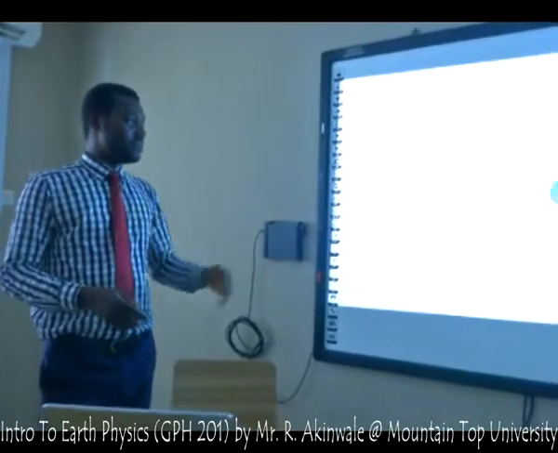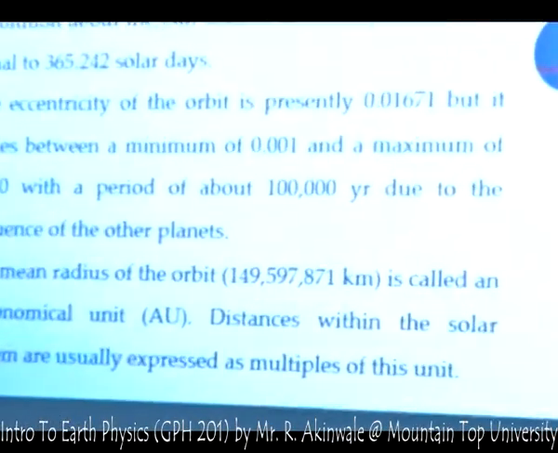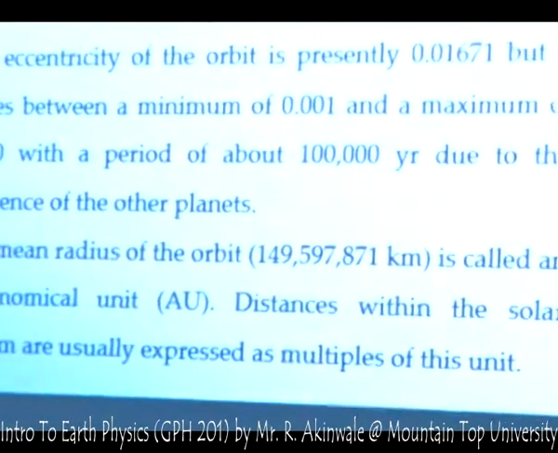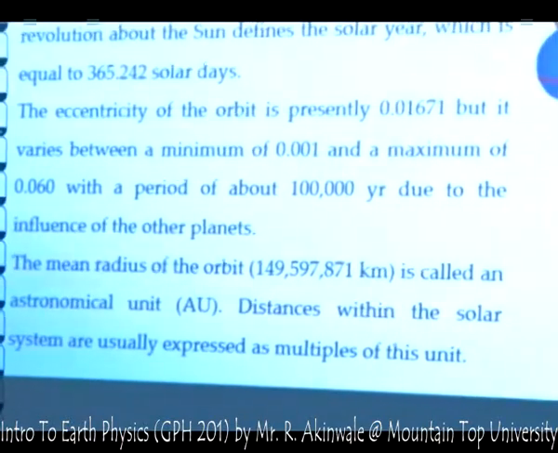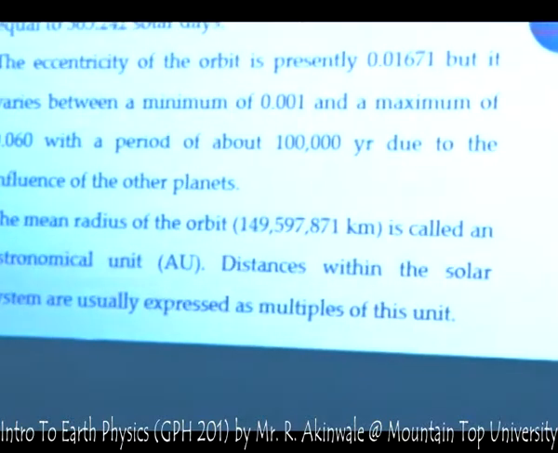Now, we also have the mean radius of the orbit. It's about 149,597,871 kilometers. Okay, that is very large, right? Because the diameter of the Earth itself is just 6,400 kilometers. Distances within the solar system are usually expressed as multiples of this unit, so we call it the astronomical unit.